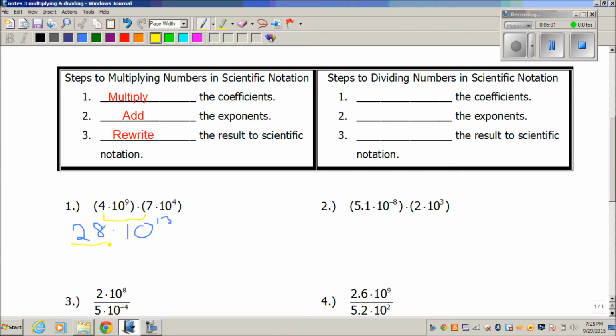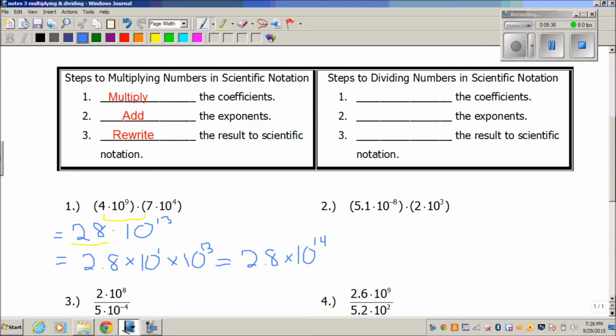So now I'm going to have to rewrite my coefficient. Instead of 28, I have to put the decimal after the first digit. So it's going to be 2.8 times 10 to the first. I only had to adjust it one decimal place. Times, and I already had a 10 to the 13th. Okay, and now I can simplify that. And I've got 2.8 times 10 to the 14th power. And that would be my final answer.